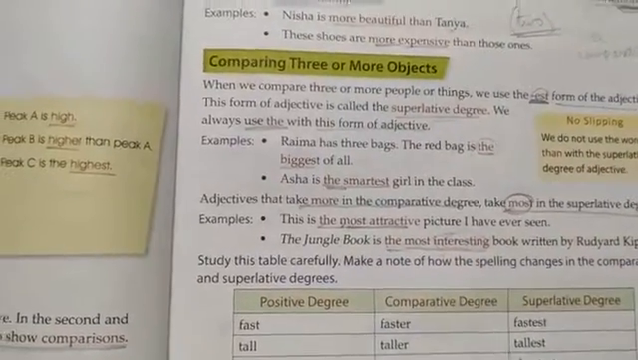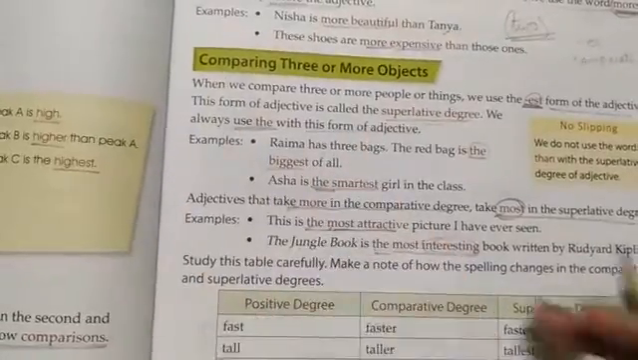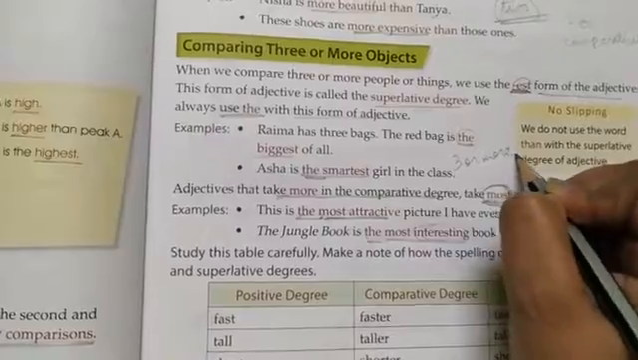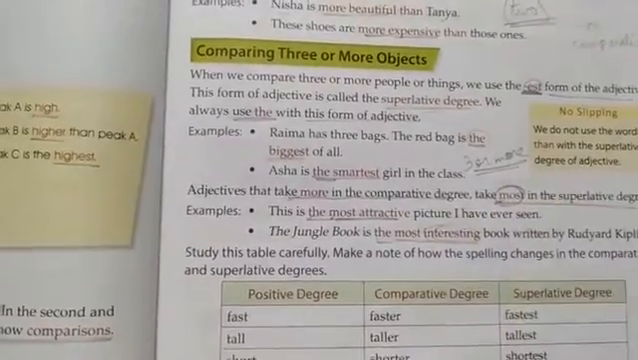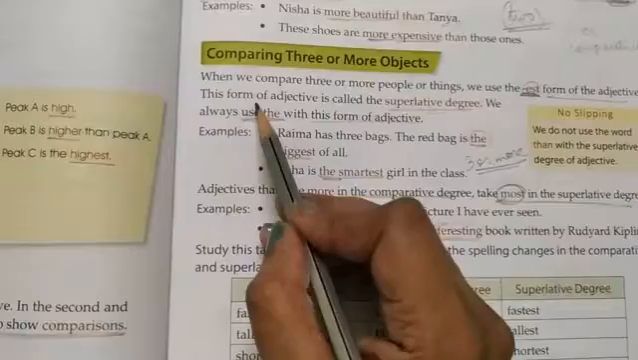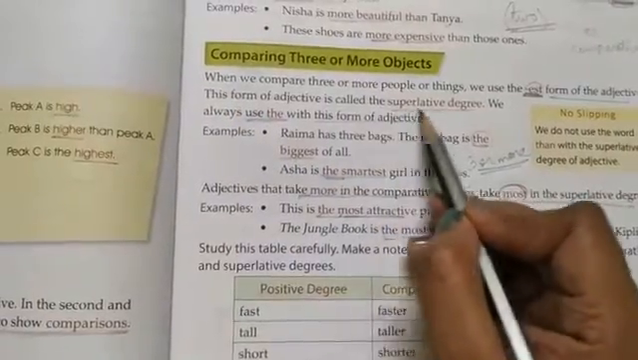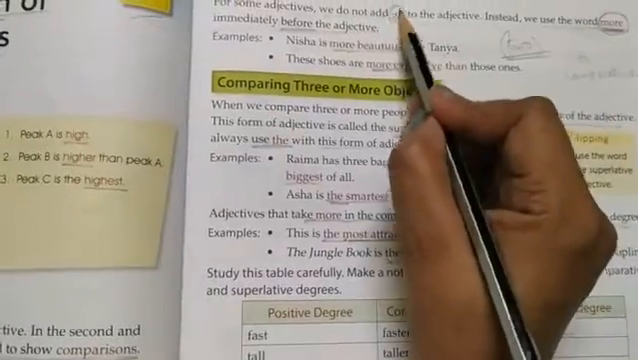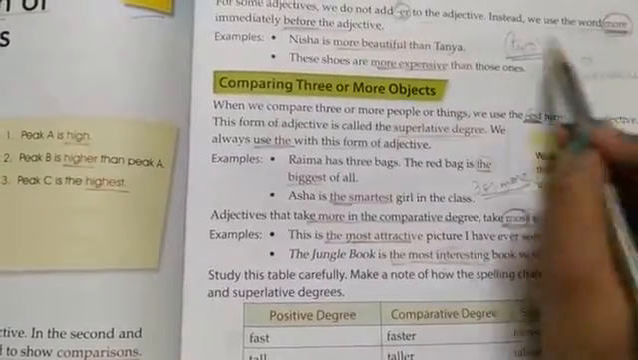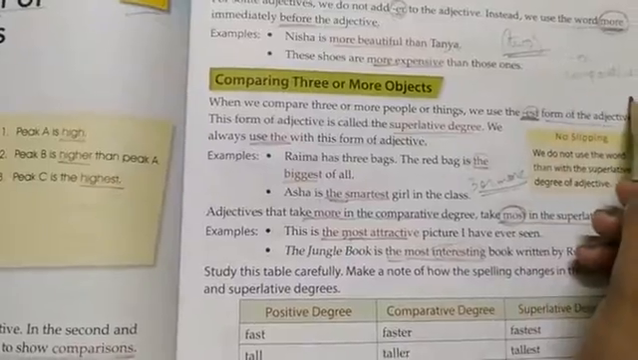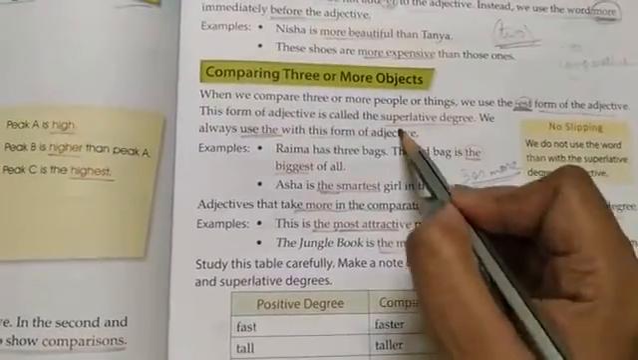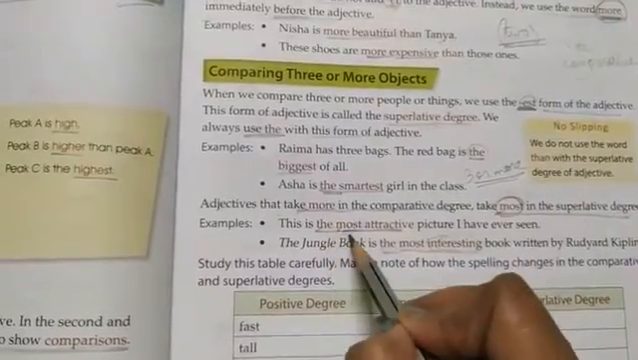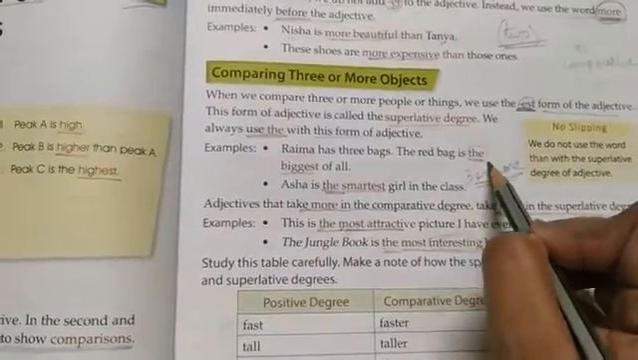Okay. So this was comparing between how many? Three or more. This is comparing between three or more. And the adjective is formed into superlative degree. Before, it changed into ER and then again more, and it was in comparative degree. And over here we changed that few superlative degree from more to most, and we use the. Okay.